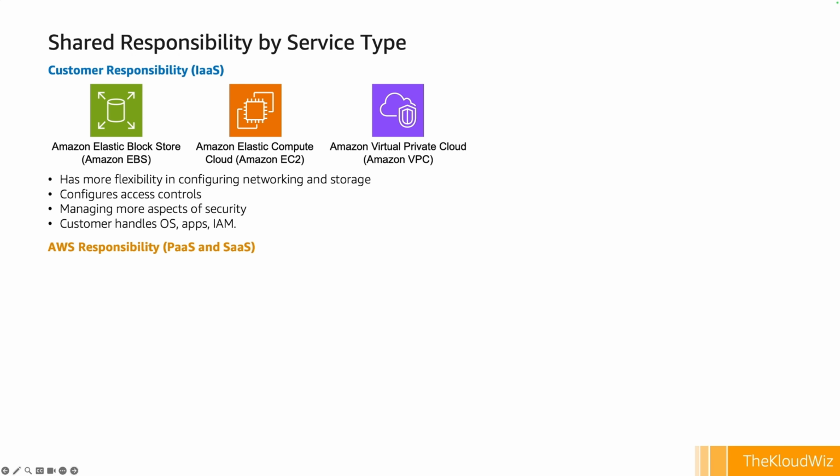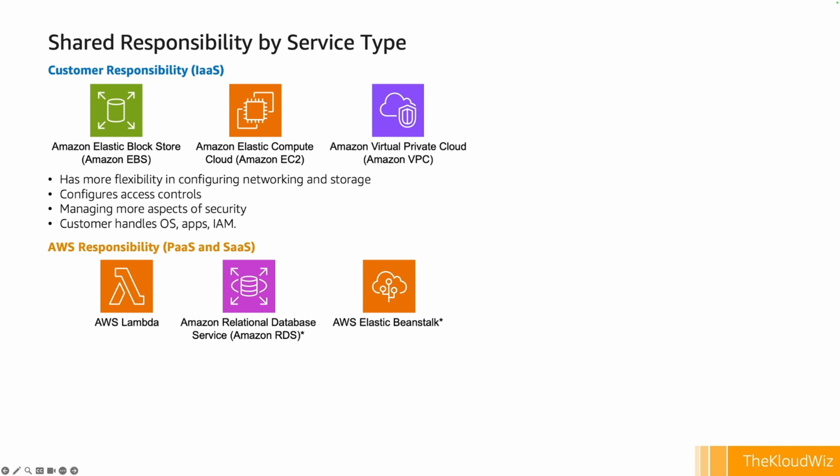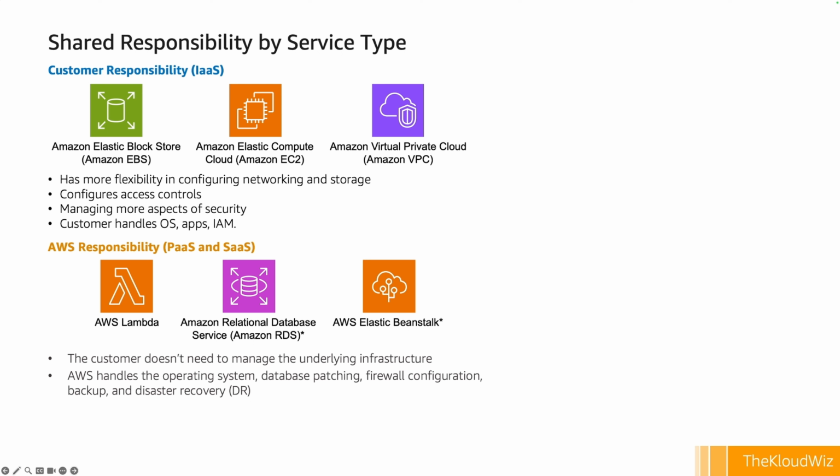AWS takes more responsibility on the platform as a service and the software as a service types. Services like Lambda, which is a managed compute service, RDS, which is a managed database service, and Elastic Beanstalk, which is a platform as a service. With these services, you as a customer don't need to manage the underlying infrastructure. AWS is going to handle the operating system, database patching, firewall configurations, backup, and disaster recovery. So you as a customer can now focus on managing your code or data.